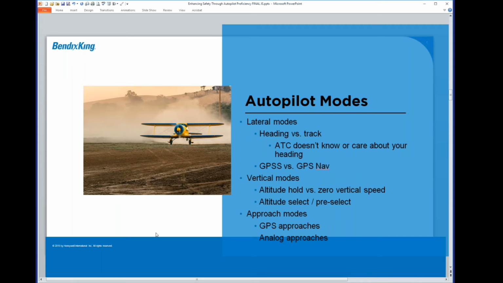Yeah, exactly. I could not agree more. Let's talk a bit about autopilot modes. Some of this we're going to talk about in more detail in a couple of slides, but lateral modes, right? So we've got heading versus track. Heading, we all know, right? Heading is where the aircraft is pointed, and track is where it's actually going. And this is a really, really important point when you think about how you want to use your autopilot in addition to what an autopilot can do.